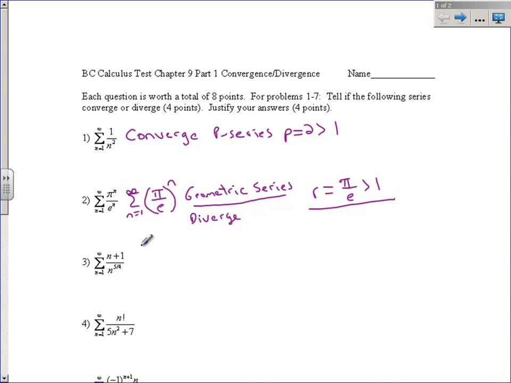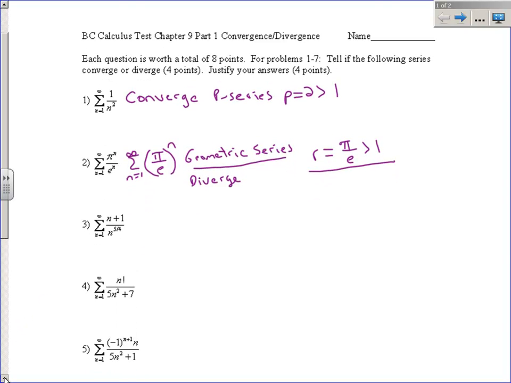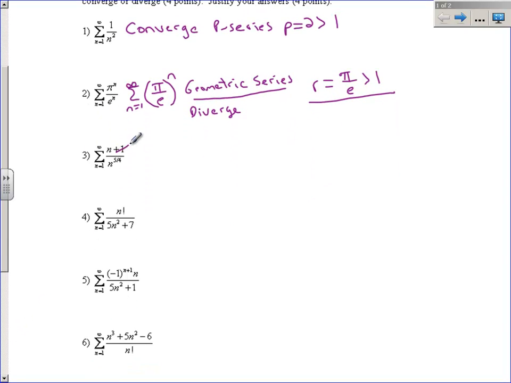All right, number 3 here, I would forget the plus 1 and I would simplify this into 1 over n to the 1/4. And I would not say this is a p-series. I would say I am comparing this to the summation of 1 over n to the 1/4. So if I throw out the fluff, then I compare to this series, 1 over n to the 1/4, which is a known divergent p-series.